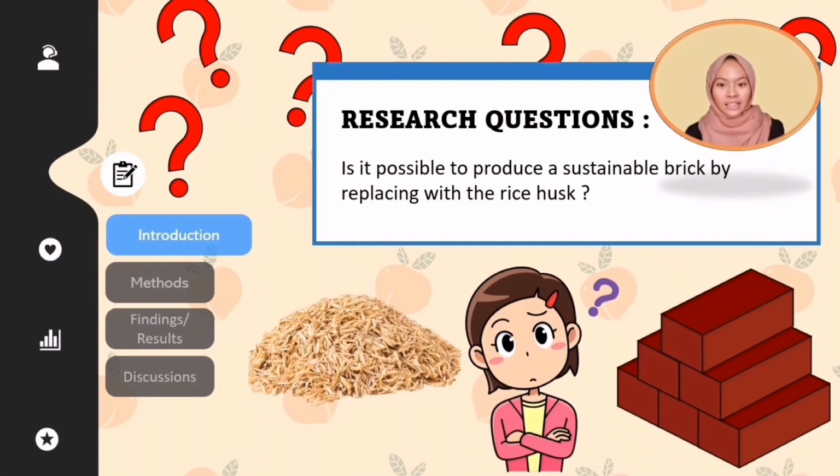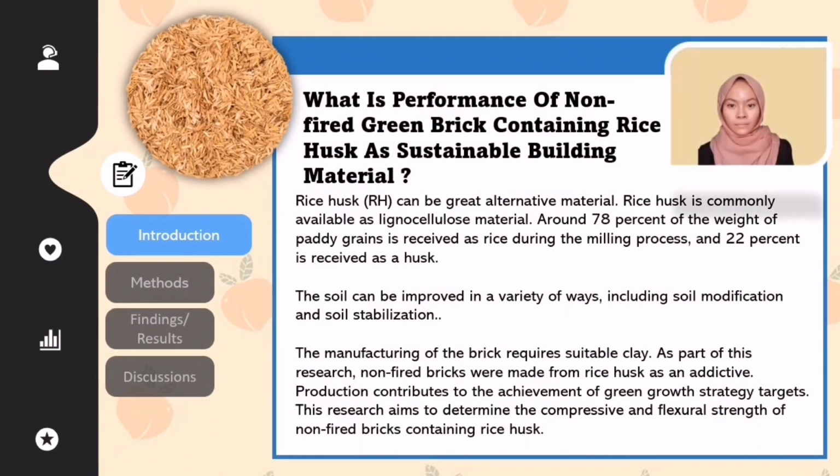Research question: is it possible to produce a sustainable brick by replacing with rice husk? As we all know, rice husk is a hard protecting covering of the rice grain. It also provides a dense source of carbon when composted and is beneficial for soil physical characteristics. What is the performance of non-fired green brick containing rice husk as a sustainable building material? Rice husk can be a great alternative material.